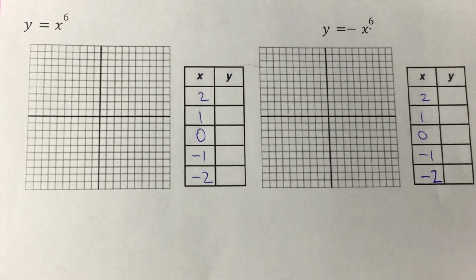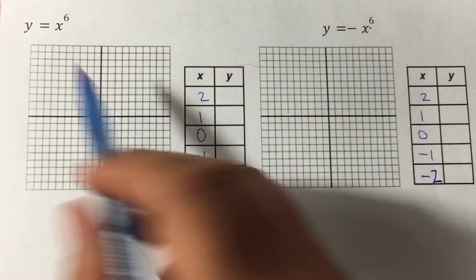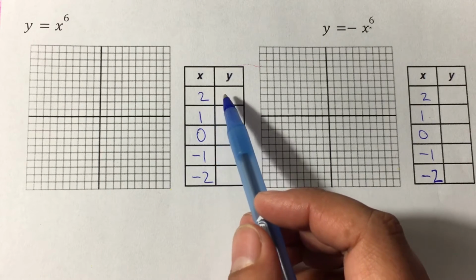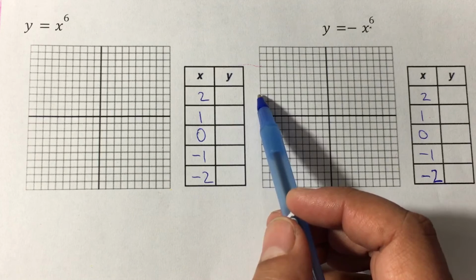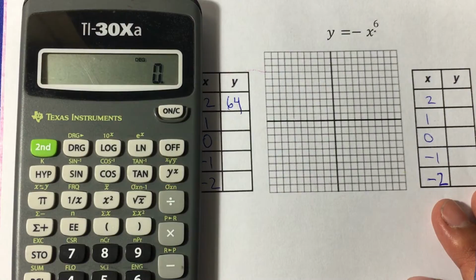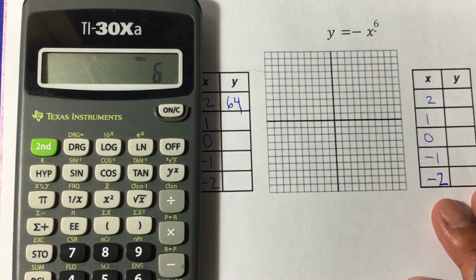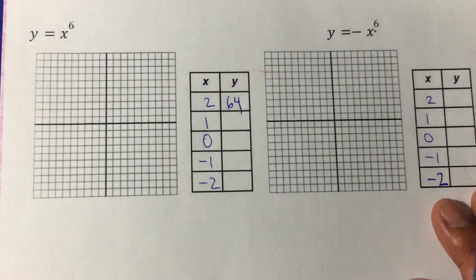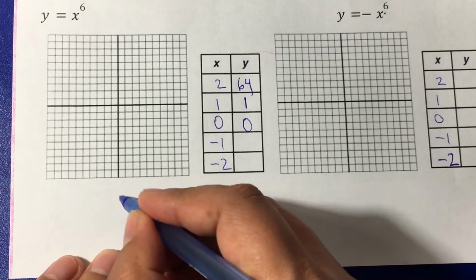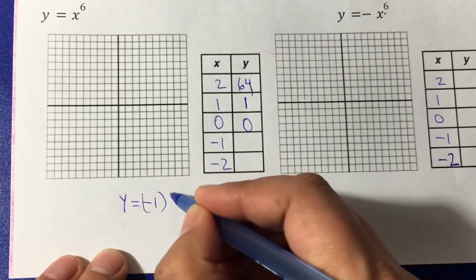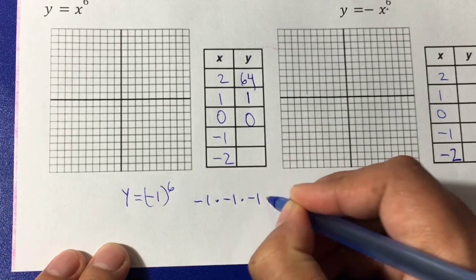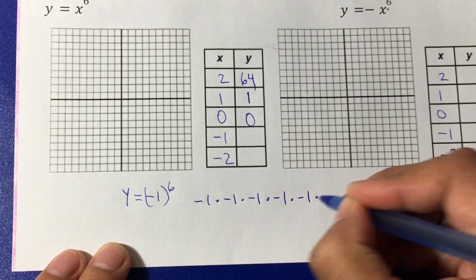Okay, for this one, you have y equals x to the 6th power. It means 2 times 2 times 2 times 2 times 2 times 2. So that will be 64. If you need to check, 2 to the 6th power is 64. And negative 1 to the 6th power, let me do that one. Negative 1 to the 6th power means negative 1 times negative 1 times negative 1 times negative 1 times negative 1 times negative 1.